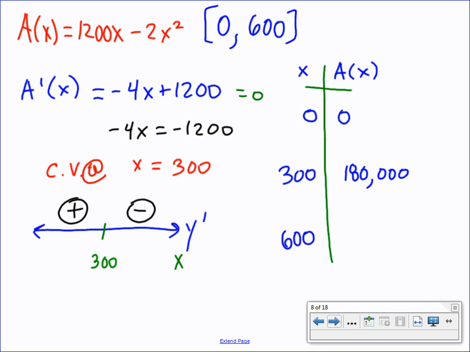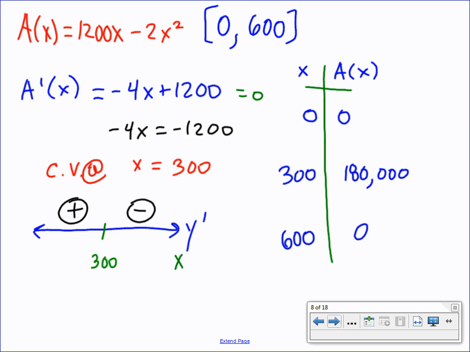So 180,000 square feet. And for 600, 1200 times 600 is 720,000, minus 600 squared times 2, which is 720,000, so I'm getting 0 for that. If you want to do home screen evals, that's totally fine too. We'll use our home screen on the calculator to evaluate. It's just fine. Again, we're using the analytical techniques of calculus. We're not doing second calculate maximum or second calculate minimum. We can still use our home screen to eval if we need to.